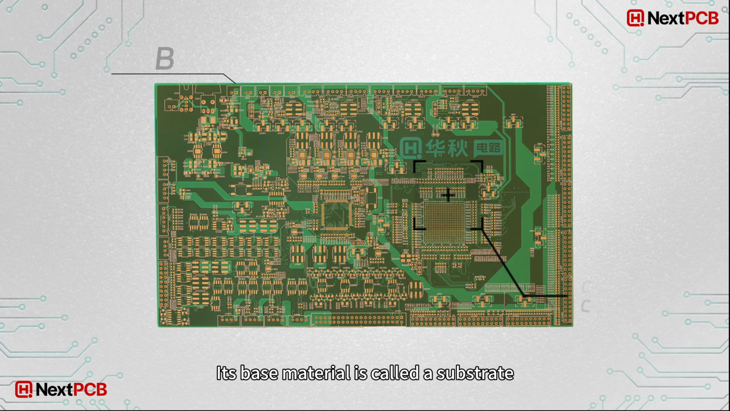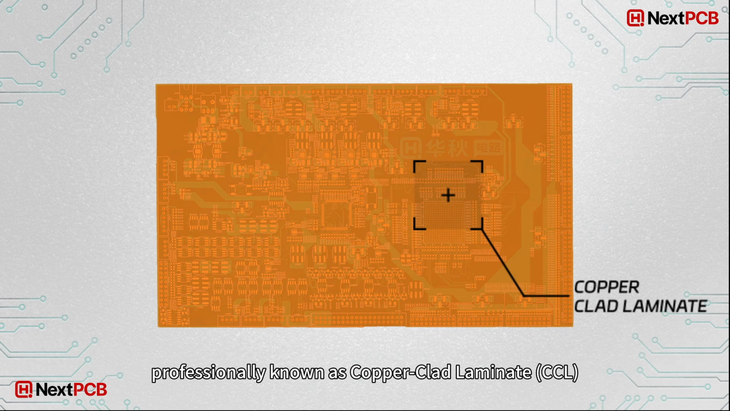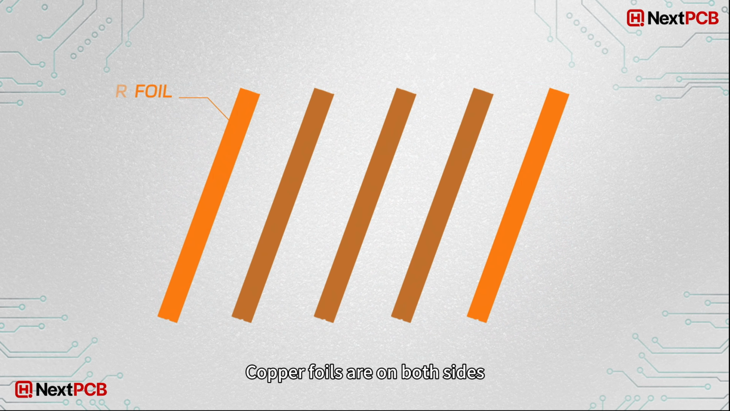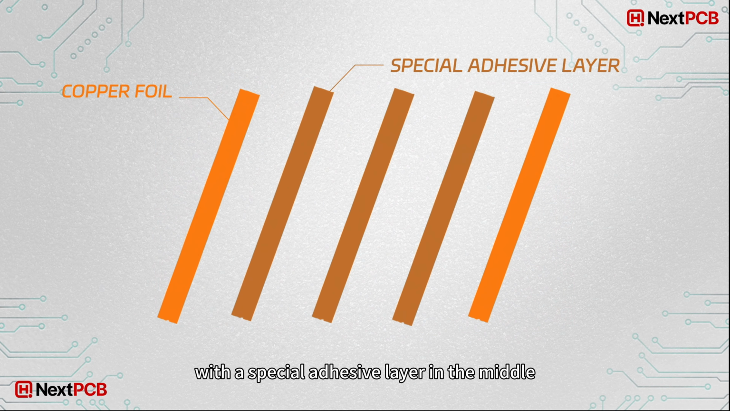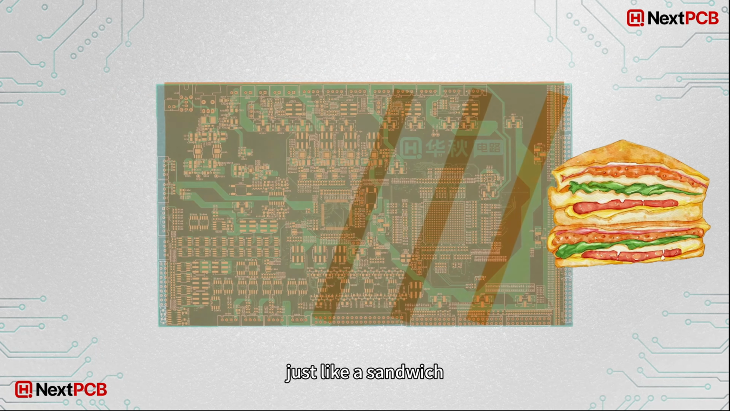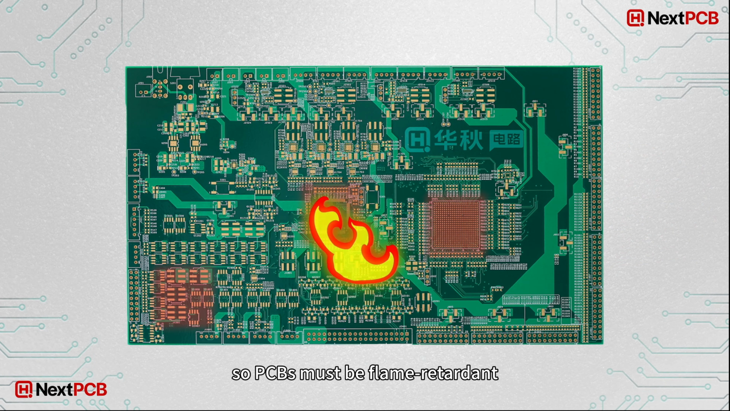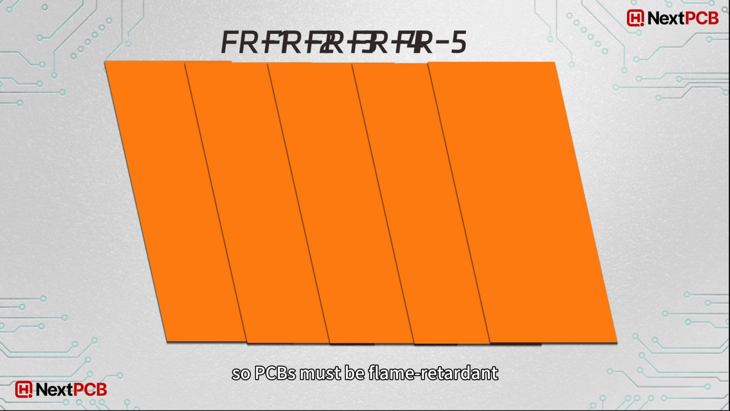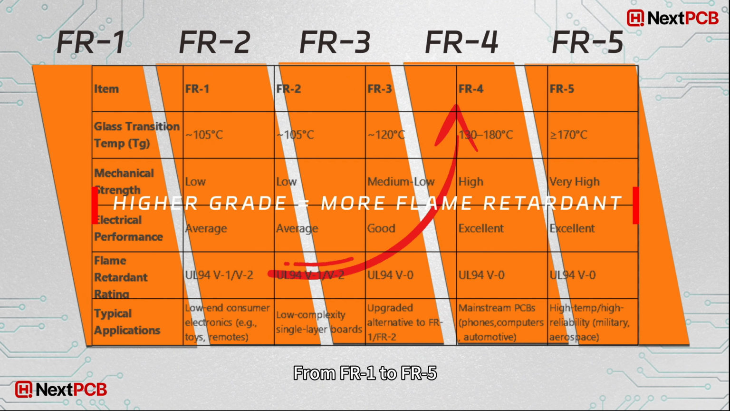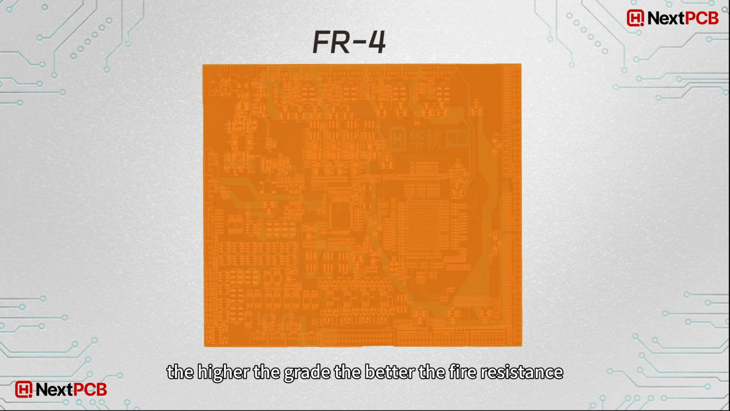Its base material is called a substrate, professionally known as copper-clad laminate. Copper foils are on both sides, with a special adhesive layer in the middle. Just like a sandwich. Electronic components generate heat during operation, so PCBs must be flame retardant, from FR1 to FR5. The higher the grade, the better the fire resistance.